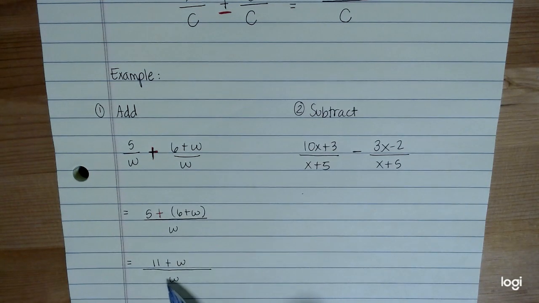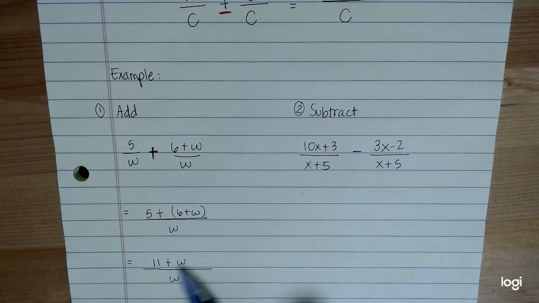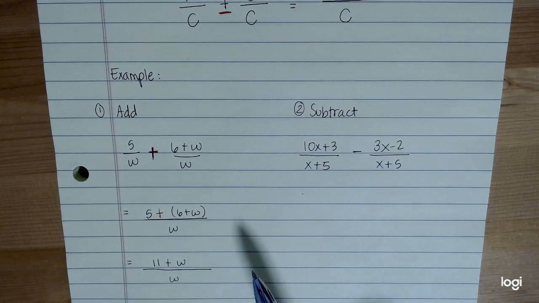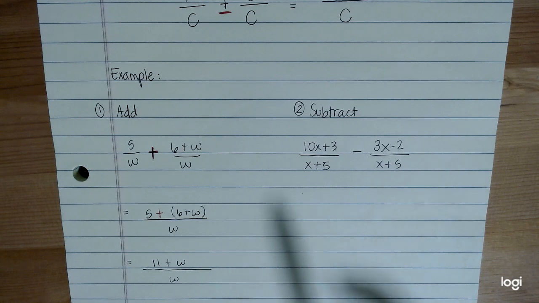Please do not, I repeat, do not try to cancel these w's. Remember, the w in the denominator can be considered a factor, but that w in the numerator is not a factor, it's a term. When we simplify rational expressions, they have to be common factors. That plus w is not a factor. It is a term, so you cannot cancel it. Refrain from doing that, please.